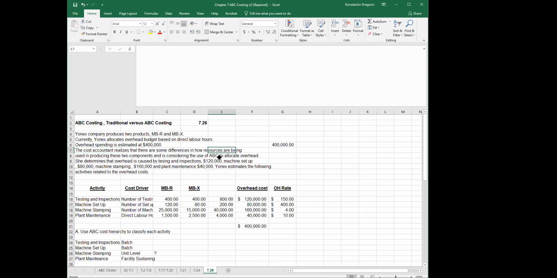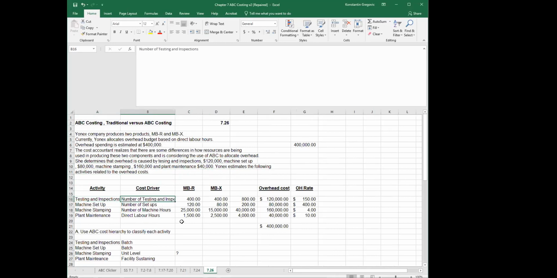The cost accountant realizes that there are some differences on how the resources are being used. We've got two components, MBR, MBX. She determines that overhead is caused by testing and inspections. After that, you can take off the whole board. Testing and inspections, 120,000, machine setup, 80,000. Machine stamping, 160, plant maintenance, 40,000. Yonex estimates the following activities related to overhead costs. So here's our activities. There's the cost drivers.